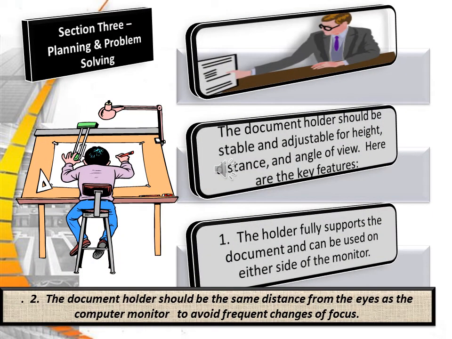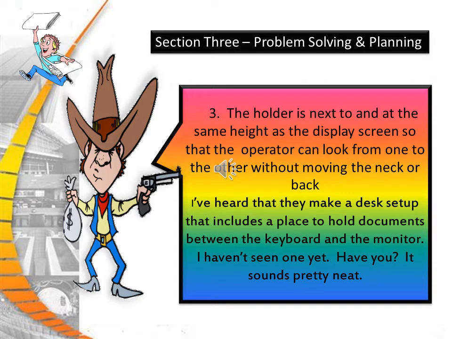The document holder should be stable and adjustable for height, distance, and angle of viewing. Here are the key features. The holder fully supports the document and can be used on either side of the monitor. And the document holder should be at the same distance from the eyes as the computer monitor to avoid frequent changes of focus. The holder is next to and at the same height as the display screen, so the operator can look from one to the other without moving the neck or back.